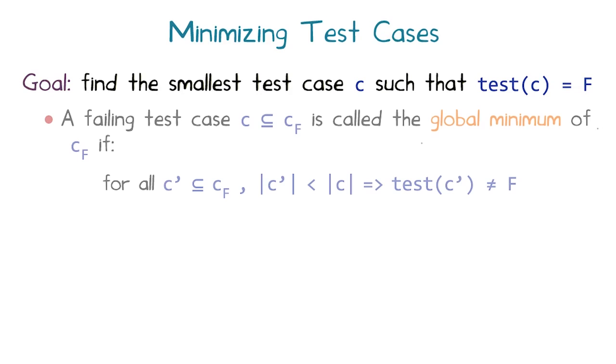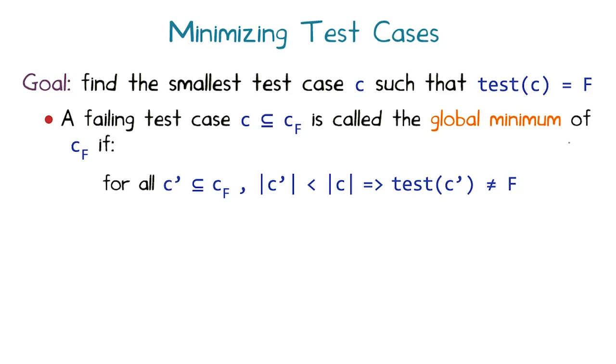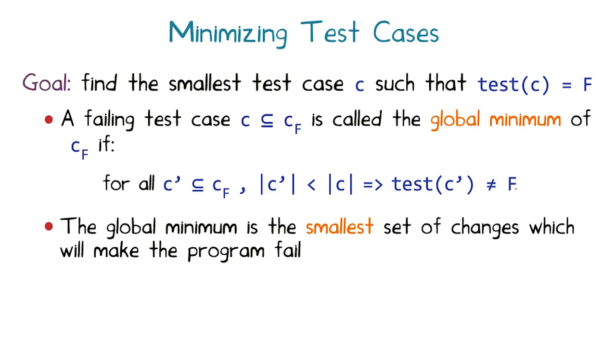We call a failing test case a global minimum of CF if every other smaller sized test case from CF does not cause the test to output F. In other words, any smaller sized set of changes either passes the test or causes the test to be unresolved. The global minimum is the smallest set of changes which makes the program fail.